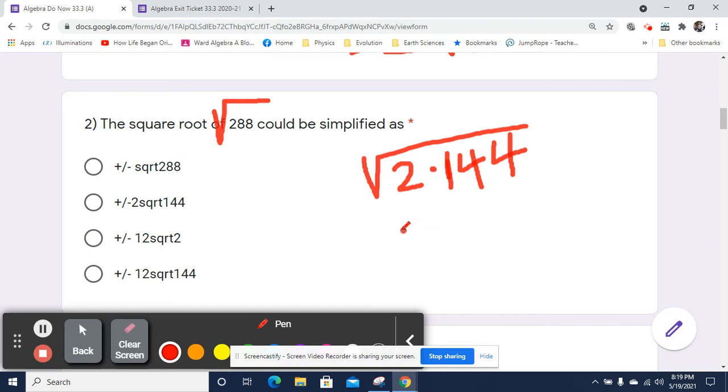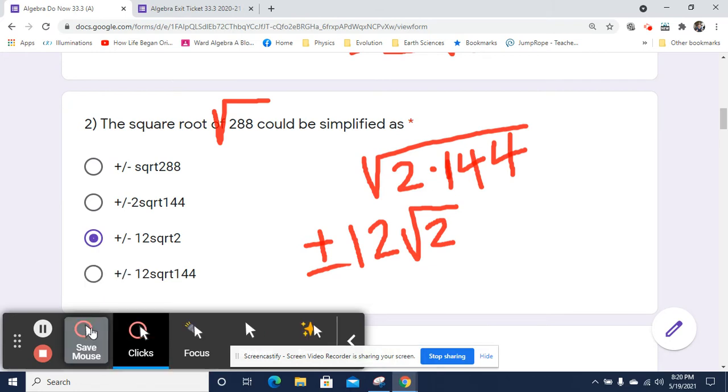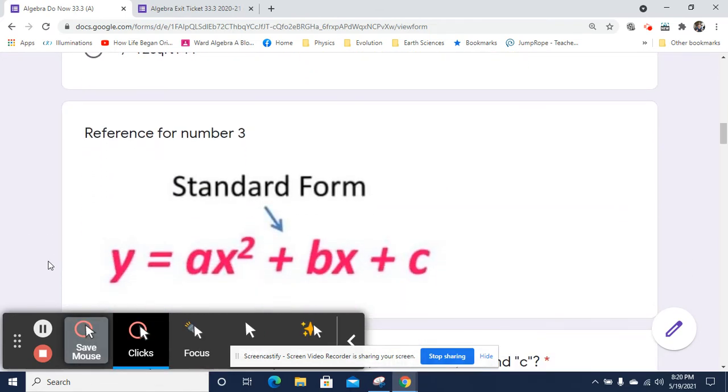So that's going to be the square root of 2 times 144, and we can pull this 144 out and make it a 12. We get the square root of the 144, so that's going to be, of course, plus or minus 12 square root of 2. That's this one here. Okay, let's keep going.